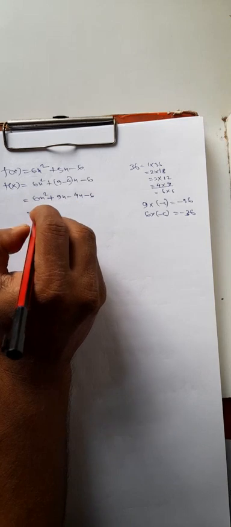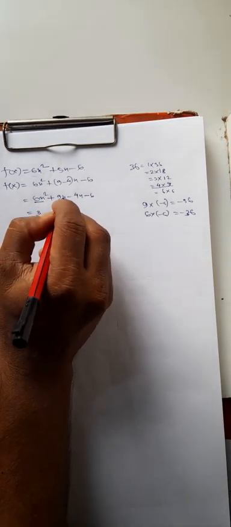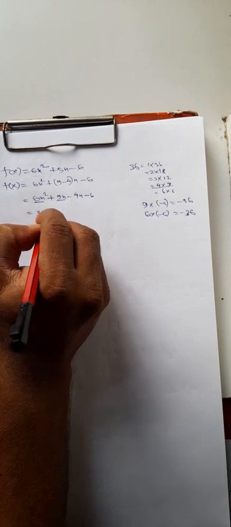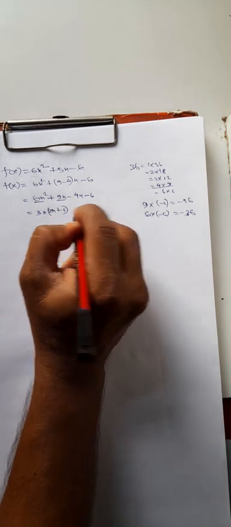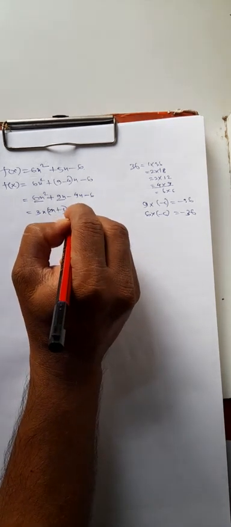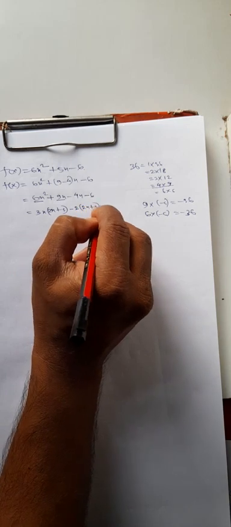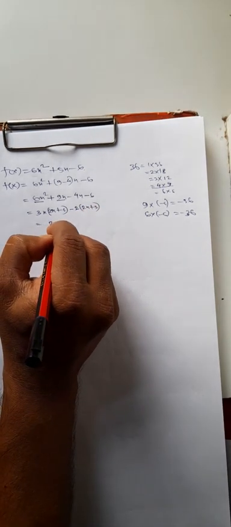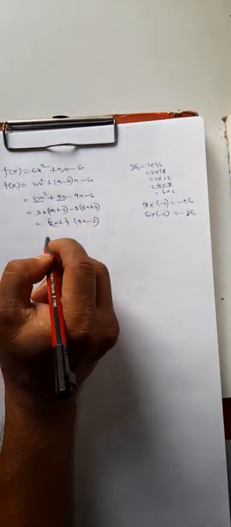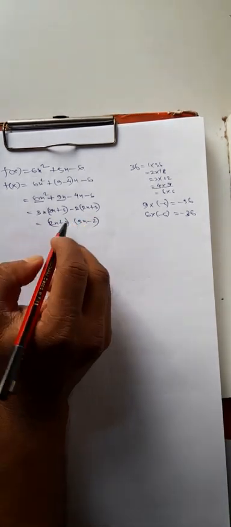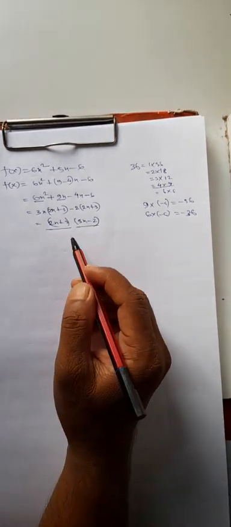You can take common here: both are divisible by 3 and by x, so 3x(2x + 3). Here you can take 2 common, since 2 is a common factor of 4 and 6, so −2(2x + 3). Again you get (2x + 3) common: (2x + 3)(3x − 2). So the factors of f(x) are 2x + 3 and 3x − 2. We did it with the help of middle term splitting.